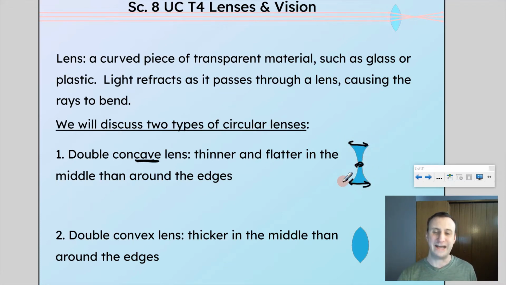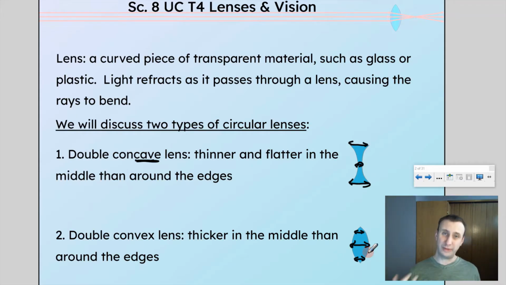Now this diagram shows it very dramatically. It normally wouldn't be this much of a difference between the top and the bottom and the middle, but it's trying to show you what the shape would look like. For a double convex lens, this is a bit different because instead we have it large in the middle and then very small at the top and the bottom. So it's smaller at the top and bottom than it is in the middle. Again, this is really dramatic. Normally the difference is not massive, but it's enough to change how the light refracts through.